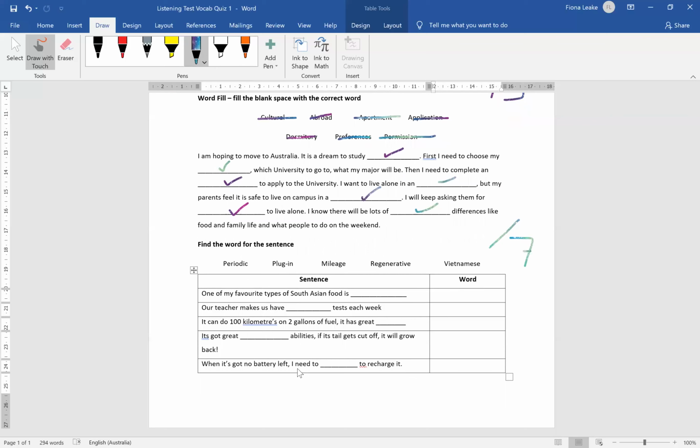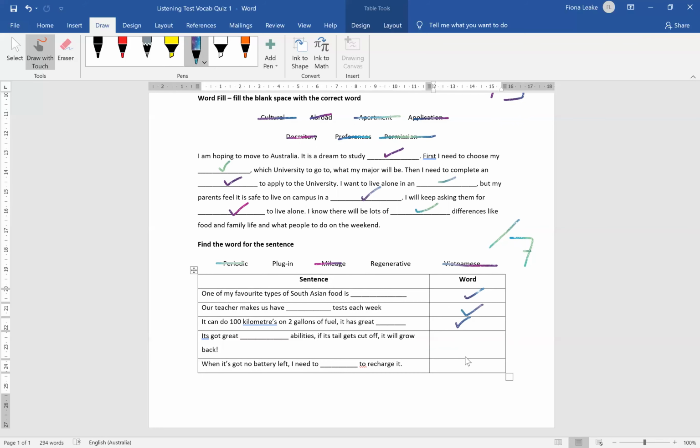And finally, one of my favourite types of South Asian food is Vietnamese. So Vietnamese food is here. Our teacher makes us have periodic tests. So every week would be a period of time, therefore it's periodic. It can do 100 kilometres on 2 gallons of fuel. It has great mileage. Mileage, so that means that it can go a long distance on a small amount of fuel.